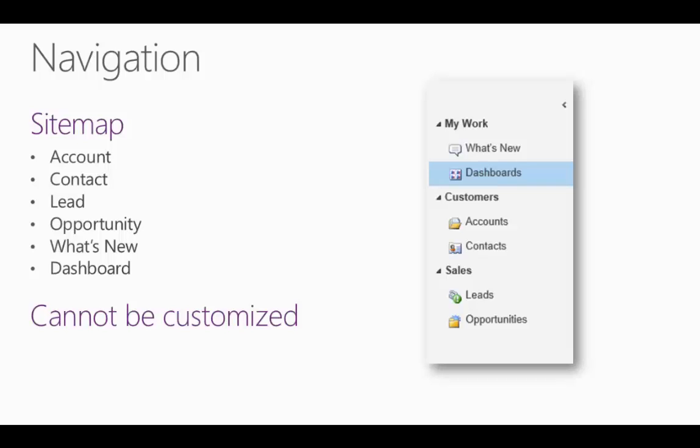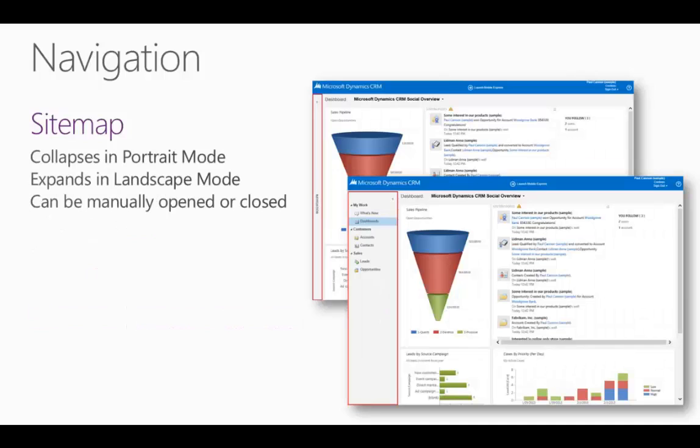To further accommodate iPad functionality, the Home and Most Recently Used buttons have been removed from the top of the sitemap as well. The sitemap will appear collapsed in portrait mode to allow for more surface area for grids and dashboards, but can also be expanded if you touch anywhere on the navigation bar.